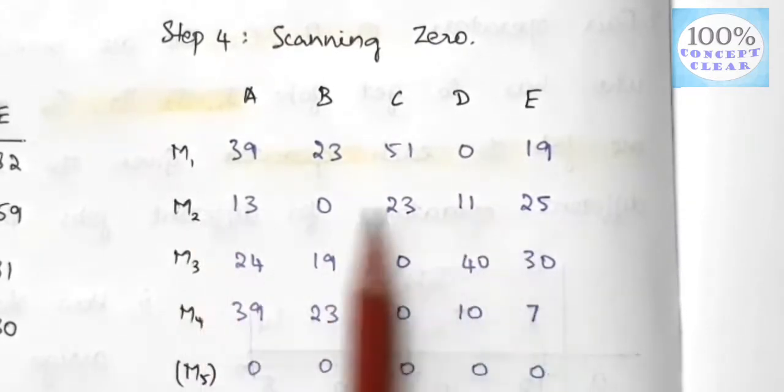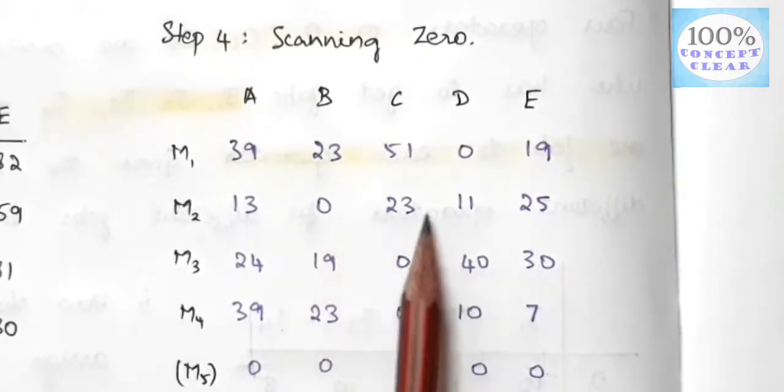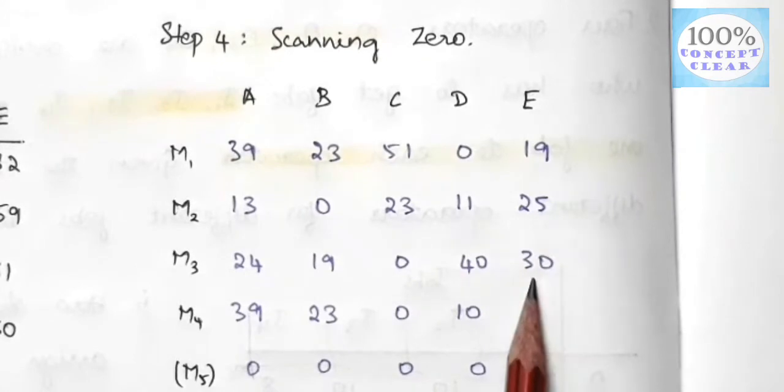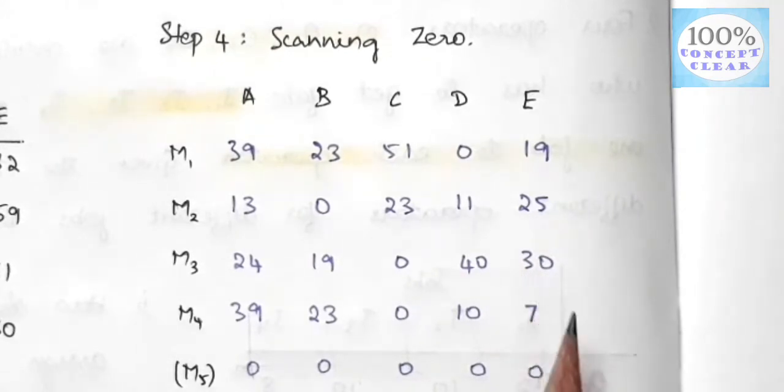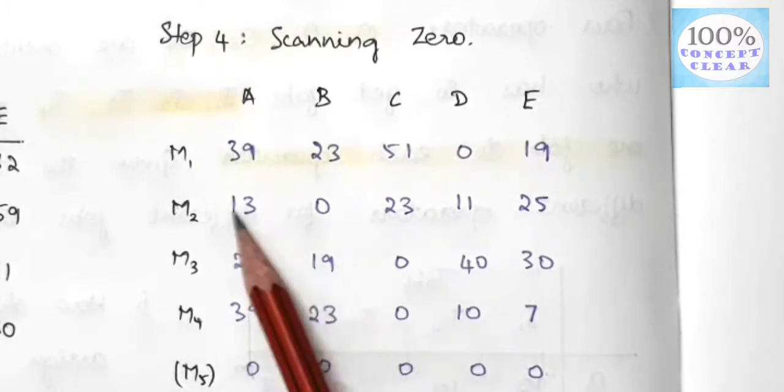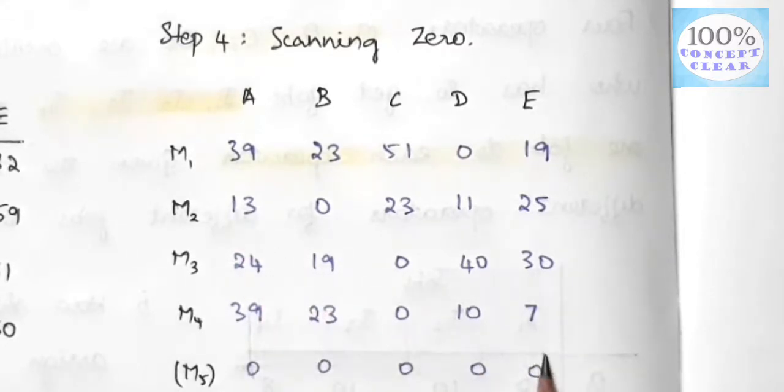In the second row also, we should check whether it has 1 zero. If it has 1 zero, we can mark that 0. Or if it has 2 or more zeros, we should skip that row and move to the third row. Likewise, we should do this in all rows. Once the rows are completed, we should do the same in columns also. So that is how to draw the lines in assigning jobs.